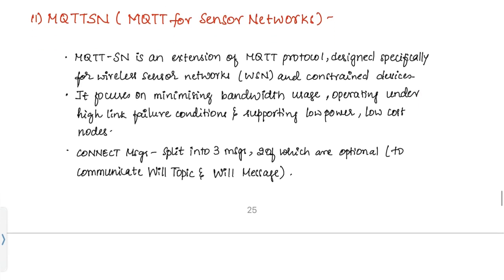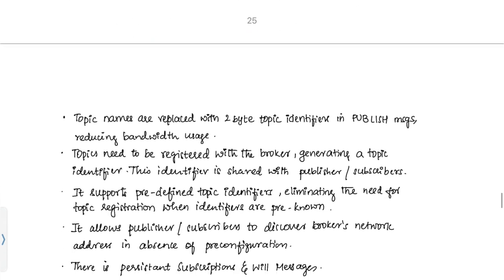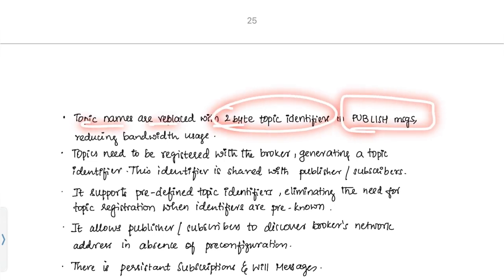So looking at the key features, we'll understand. First one is connect messages. Connect messages are split into three messages, of which two are optional, that is to communicate the will topic and will message. Next, we have topic identifiers. The topic names are replaced with a 2 byte topic identifier in publish messages. So this will reduce the bandwidth usage.